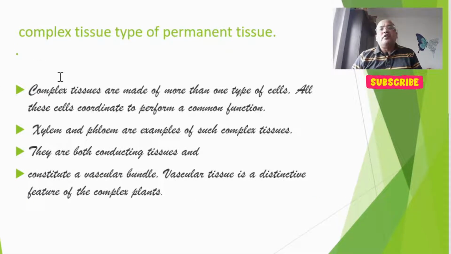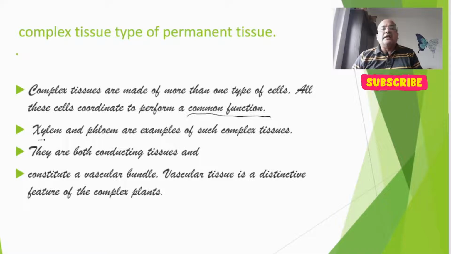Complex tissue, a type of permanent tissue. So complex tissue is also a type of permanent tissue. Complex tissues are made of more than one type of cells. So these are not a single type of cells. More than one type of cells are there. That's the reason they are complex tissues. All these cells coordinate to perform a common function. Means coordination will be there of different types of cells to perform a common function.